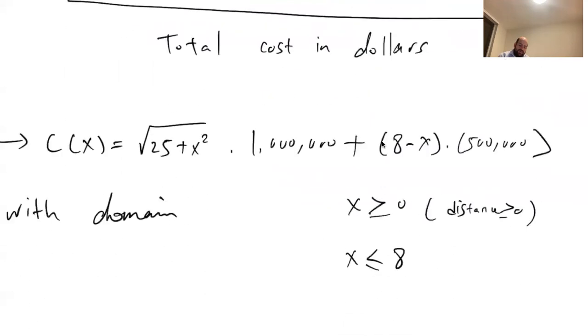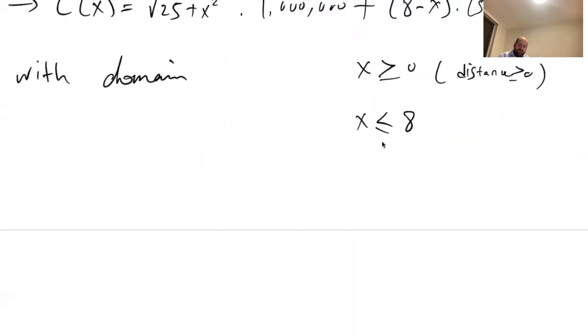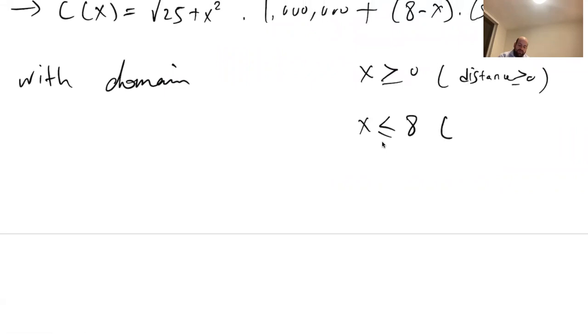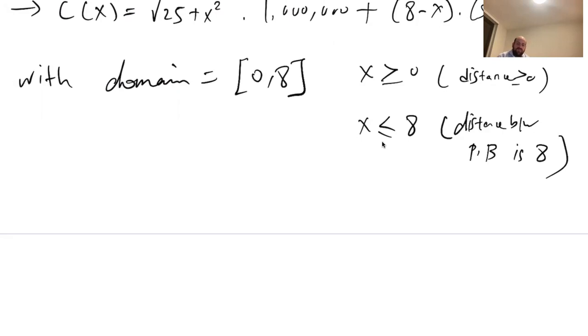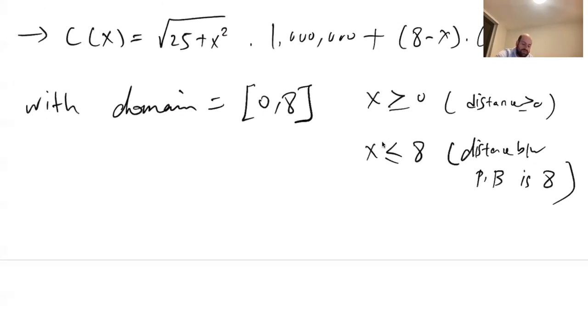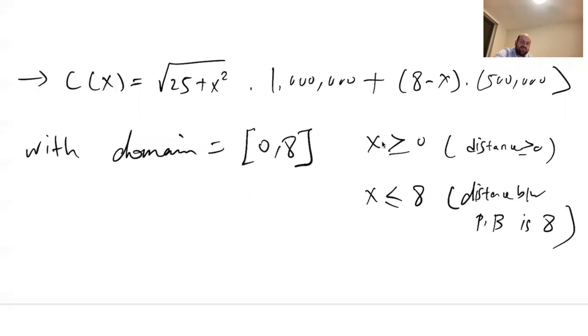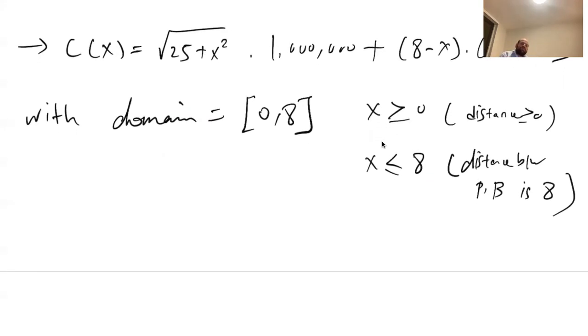So in the most extreme case, X will be 8, because the distance between P and B is 8. So the domain here is 0 to 8. The set of all possible values for X is the closed interval 0 to 8, because X is bigger than or equal to 0 and less than or equal to 8, which means that the domain is the closed interval 0 to 8. So I have the formula for the function, I know its domain, I just need to find its absolute minimum.